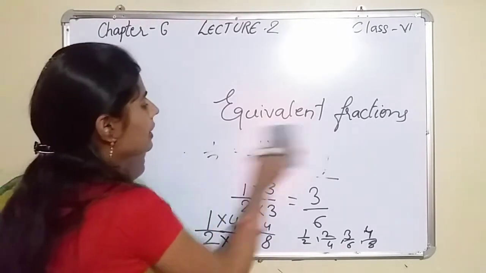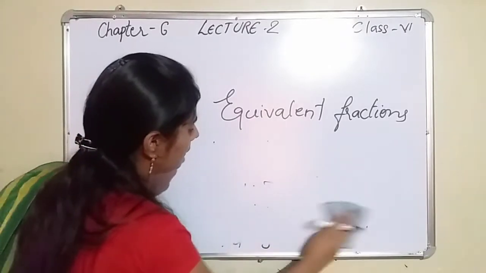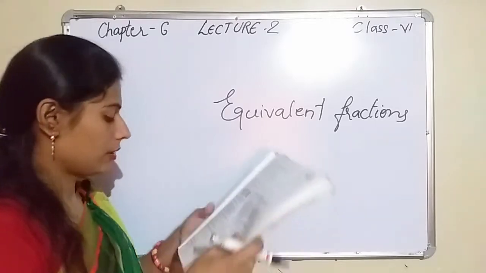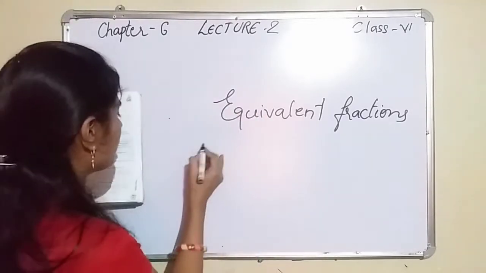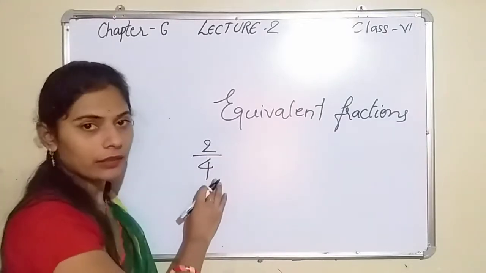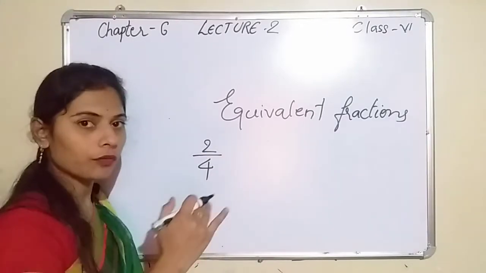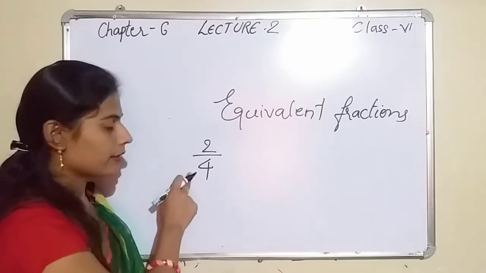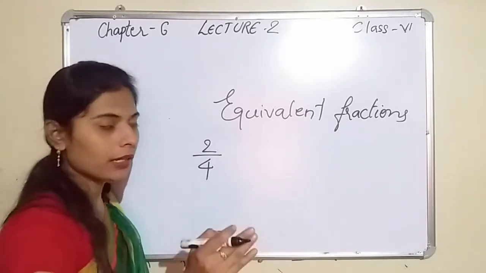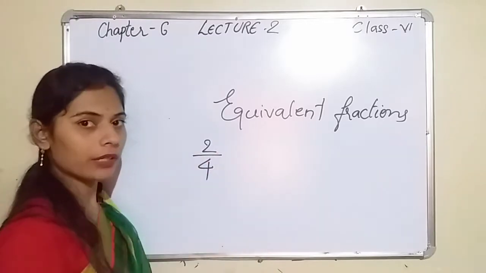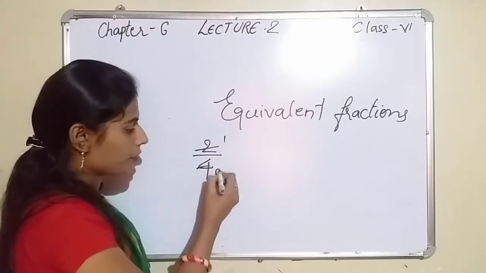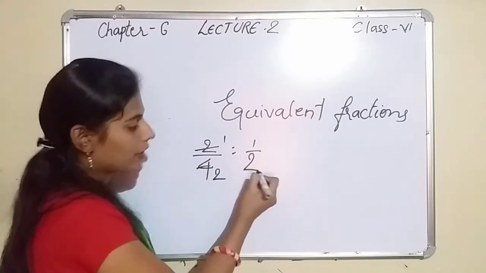Now see the next example. 2 by 4 is given. If 2 by 4 is given, see, both are even numbers, so you can easily divide them. They are different values, but you can divide easily. So when you are dividing by 2, 2 ones are 2, 2 twos are 4. So your number is 1 by 2.